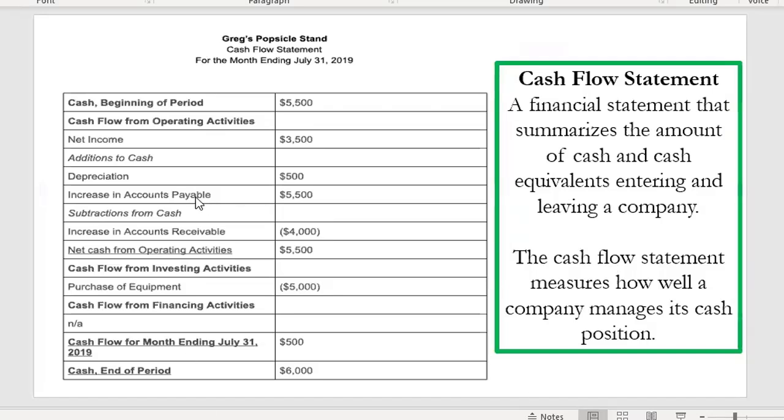And you can see how it shows you the cash at the beginning of period, $5,500, the net income, the depreciation, increase in accounts payable, all the way to the cash at the end of the period, $6,000.